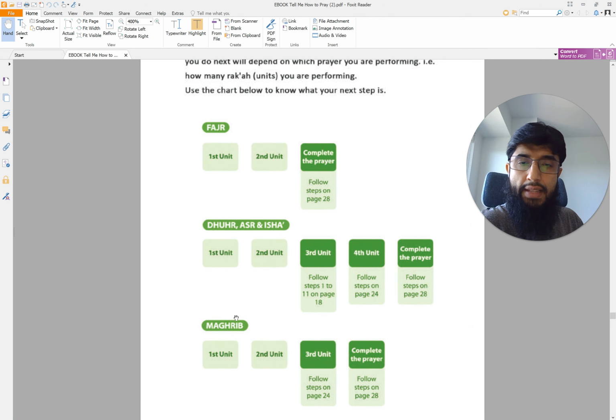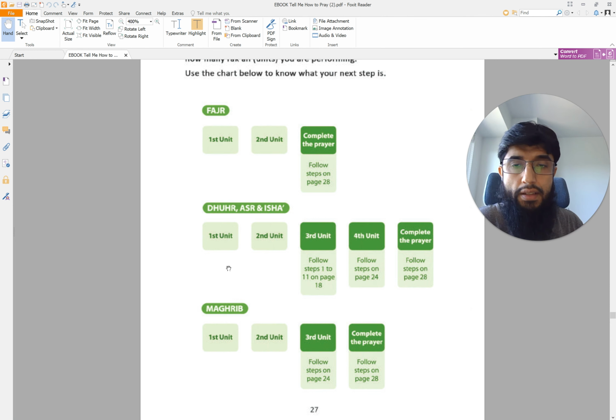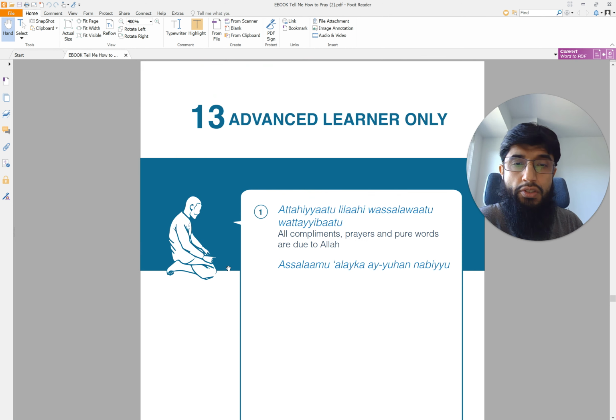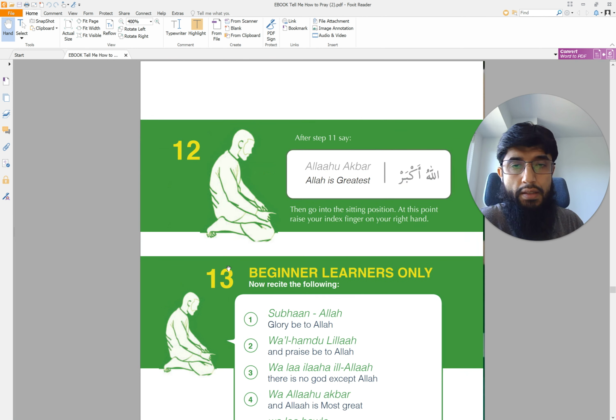And now from the next part, we will go to the first chapter of Quran, which is what you recite when you're standing up. We'll start looking at that.